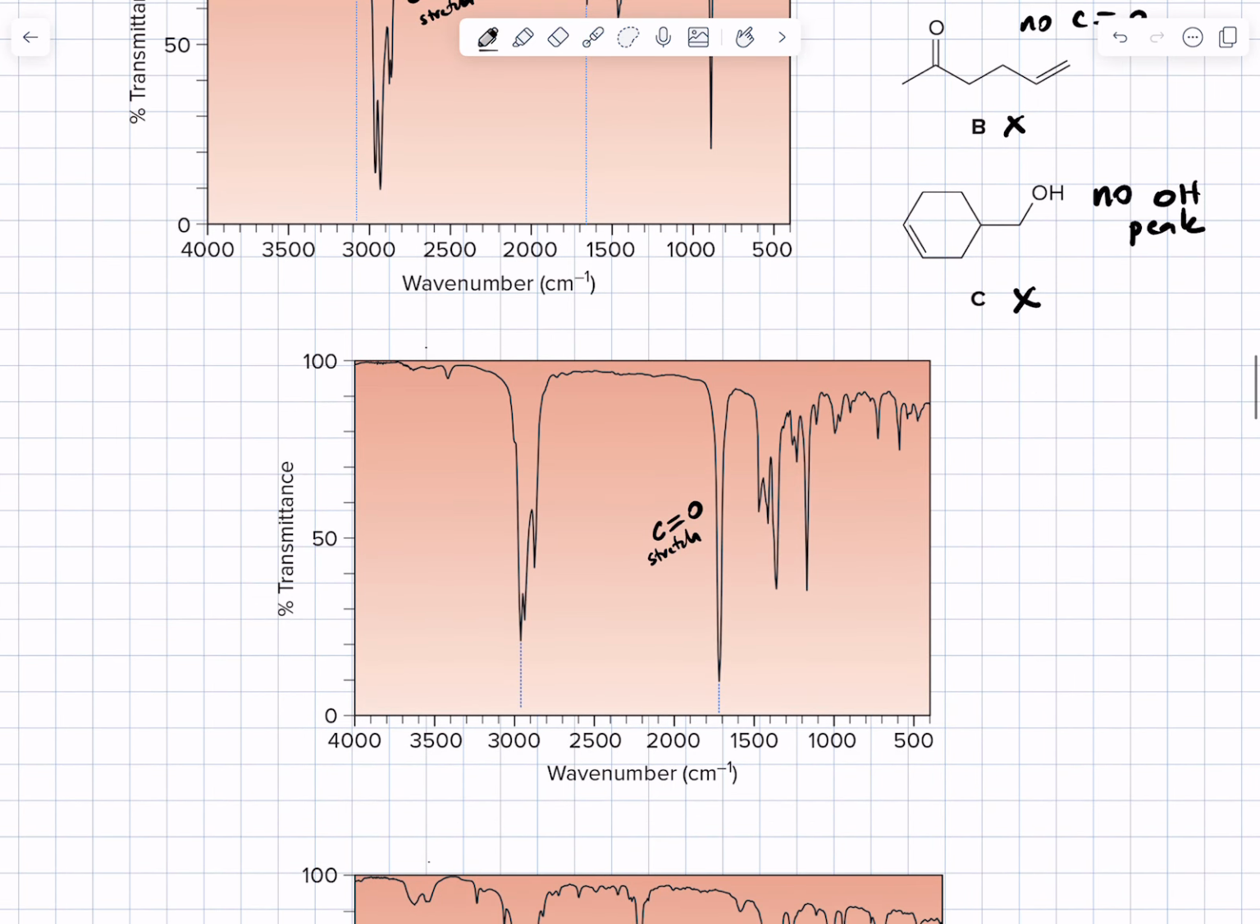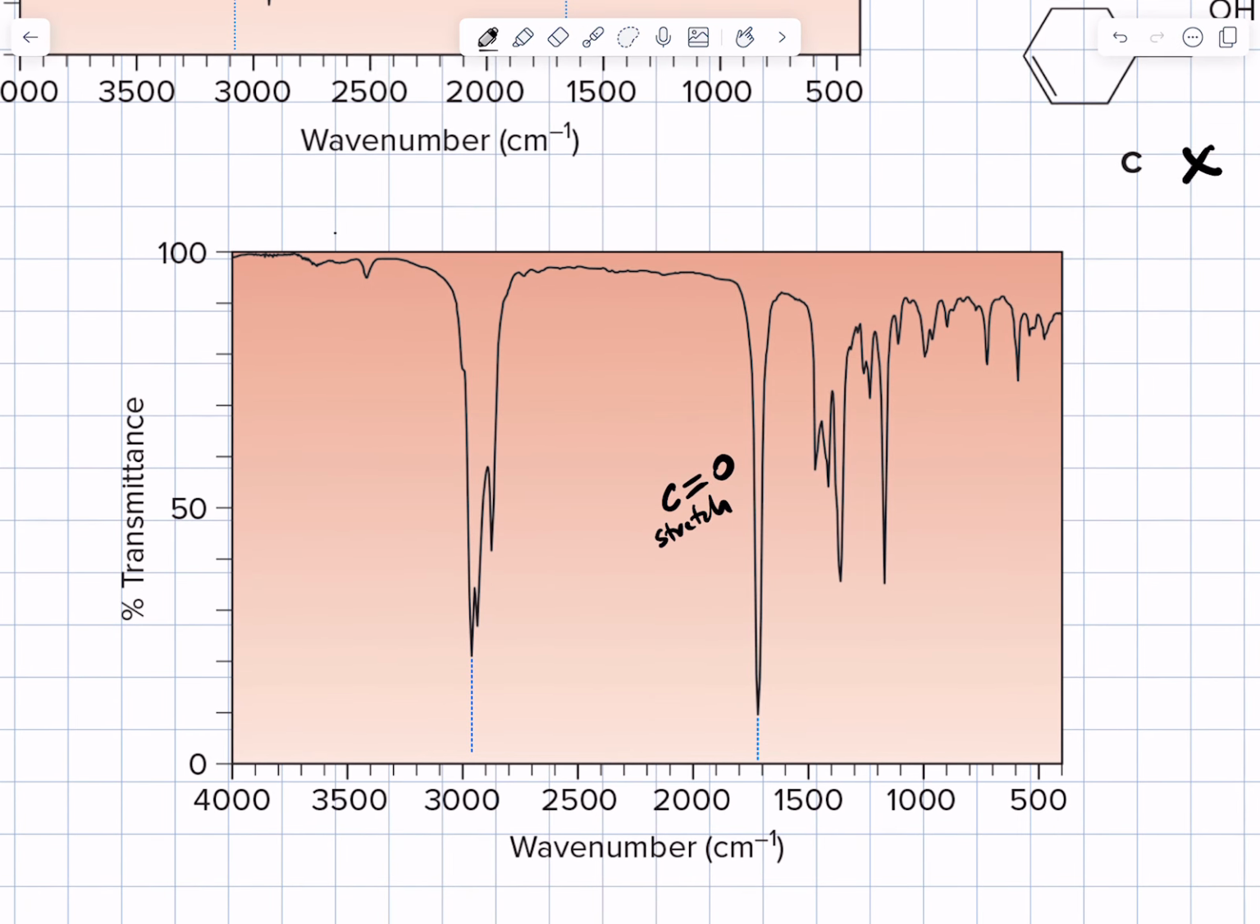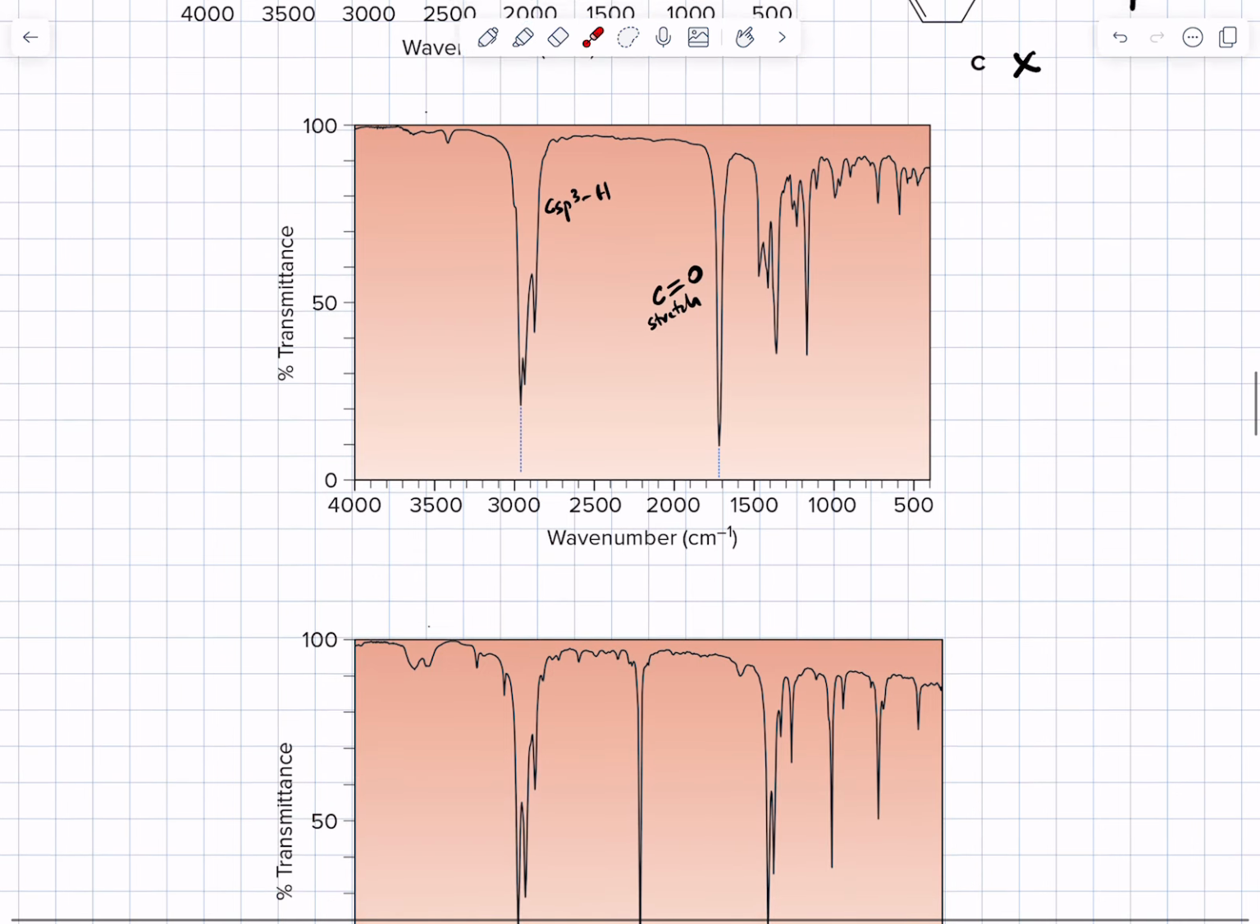And then, of course, you've got this peak again around 2,900 to 3,000 wave number or inverse centimeters. This is an sp3 carbon hydrogen peak. We don't know very much about this molecule. We know it's got CH bonds and we know it's got a carbonyl. But that can be enough, plus other information, to help us solve the structure.